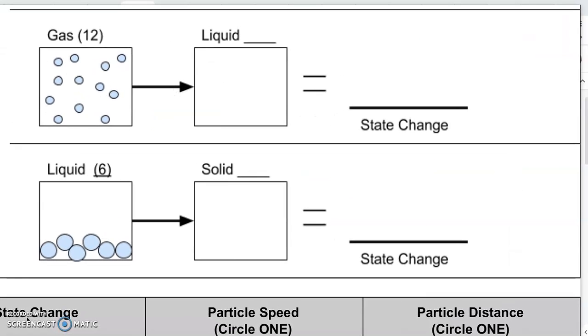Okay, students, now you have a gas. We drew 12 gas particles in the box. You need to draw liquid particles. How many are you going to draw and what do they look like? Then, what is that state change from a gas to a liquid? Pause and do your work.